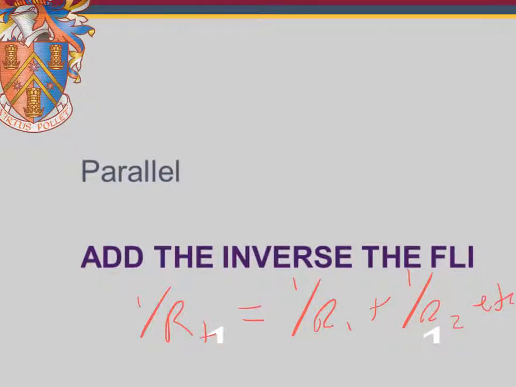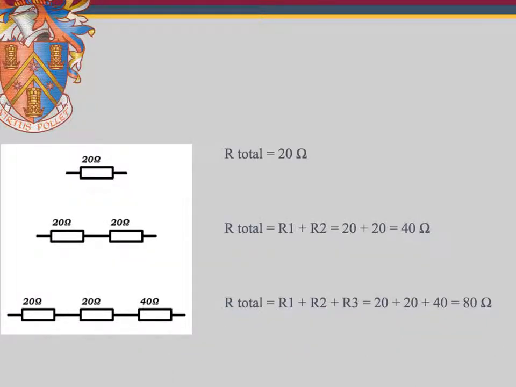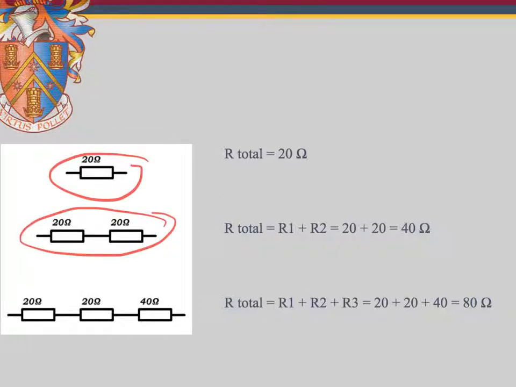Okay, so let's look at examples. The first one here is just straightforward. It's just a 20 ohm resistor. The second one, we're doubling our resistance because we're adding 2 in series, and that makes 40 ohms. So you add the 2 together. When you have 3 in series, effectively you're just adding 3 to get 80 ohms.